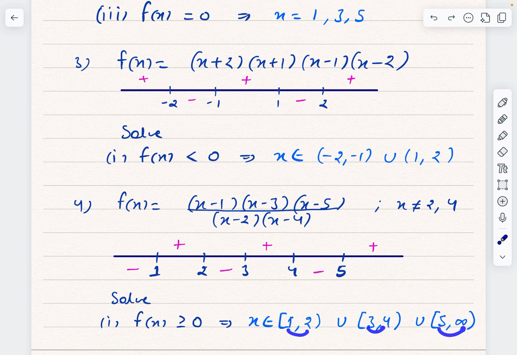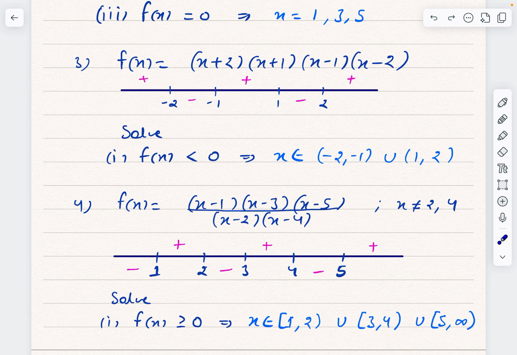Now we'll see the brackets. They want f of x to be greater than or equal to 0. That means the numerator can be 0. That means 1, 3, 5 we can take closed, because if I put x as 1, 3 or 5, f of x will be 0. But 2 and 4 have to be open only, because the denominator cannot be 0. Keep this in your mind: the denominator cannot be 0. I hope it is clear.